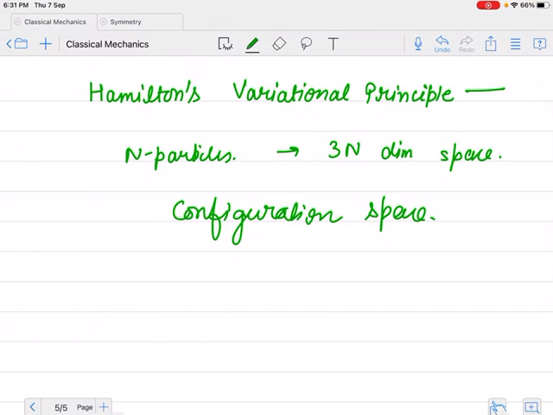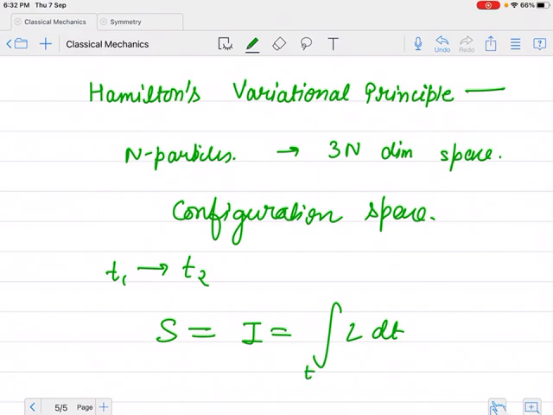What is Hamilton's variational principle? Hamilton's principle for a conservative system states that the motion of a system in a configuration space from time t1 to time t2 is such that the integral S, or sometimes represented as I, is an extremum for the path of the motion. It always remains an extremum. That is Hamilton's variational principle.